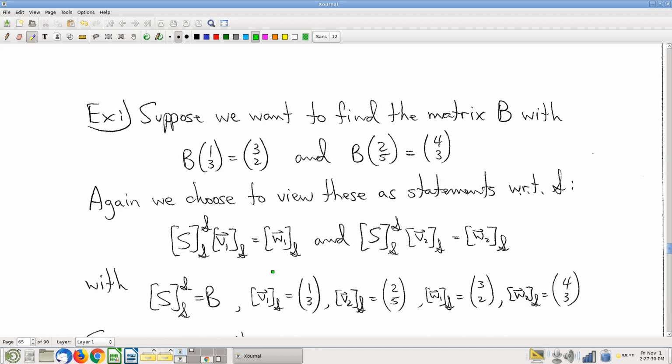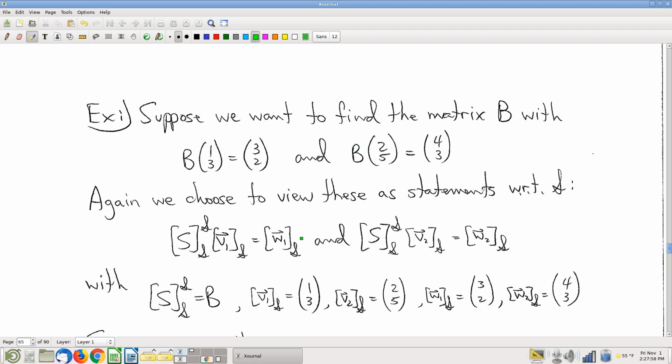So first observation, look, B, it's going to represent some linear transformation. Let's view this as representing some transformation S in standard coordinates. I don't know what S is, but it represents some linear transformation S. Likewise there.